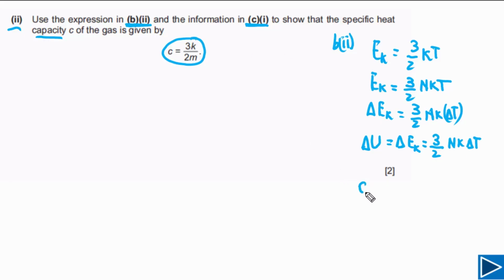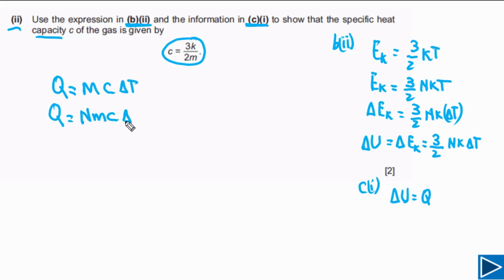In part C1 we have discussed that delta U is equal to Q. Now we have to use this information to derive this formula. So first of all, we will start from Q is equal to mass of the gas times C times delta T. M is the mass of the gas. That mass of the gas we have to write down in this form, means capital M is equal to N times small m, because in the final expression we need the mass of a single molecule. So capital M we will replace with number of molecules times mass of a single molecule. So we can say N m C delta T.